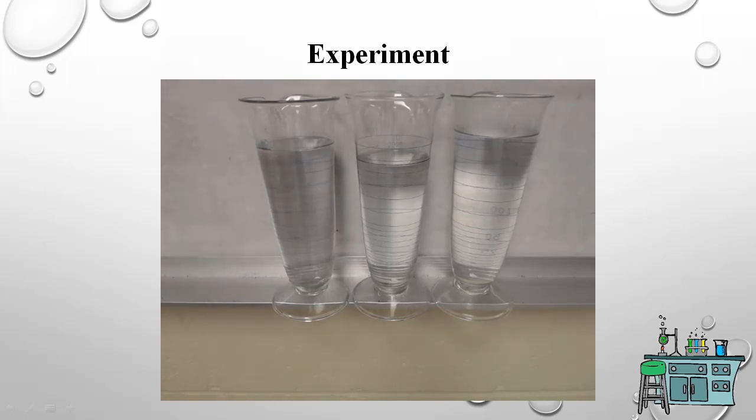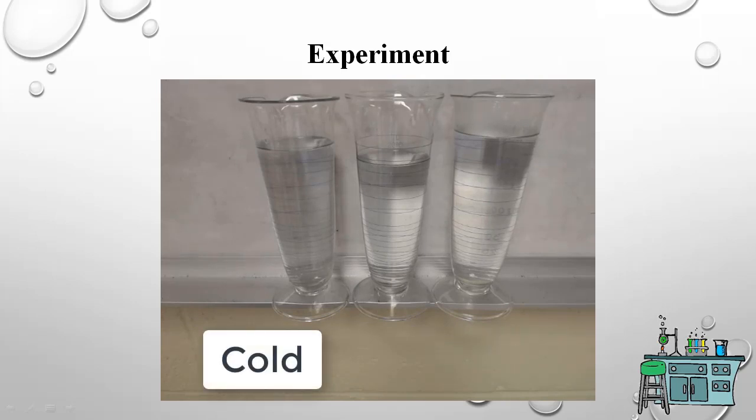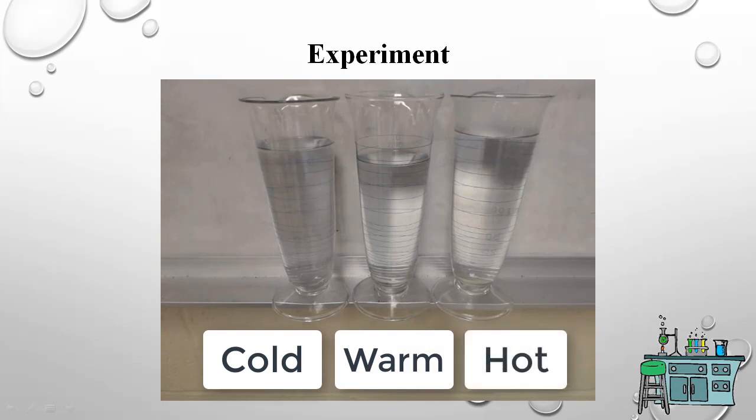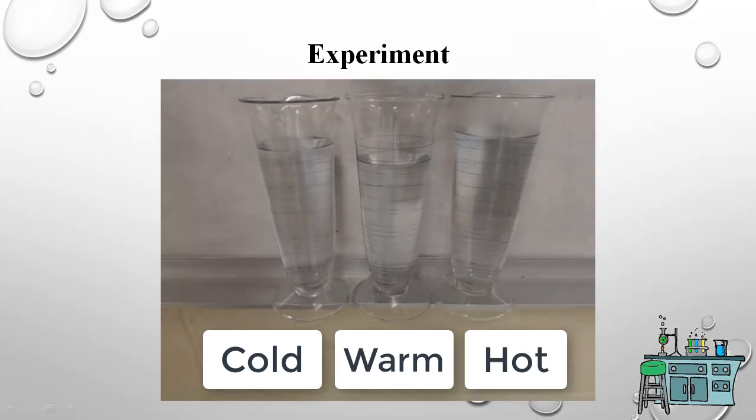So what we have here are three different measuring devices with water in them. It doesn't matter that the volumes are a little bit different. From the left we have ice water. In the middle we have room temperature water from the tap. And on the right we have boiling water. It had been poured out of a boiling beaker and has cooled a little bit, but it is quite warm.